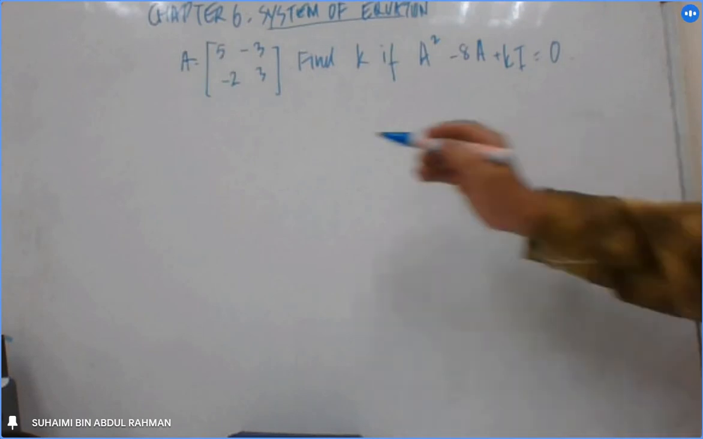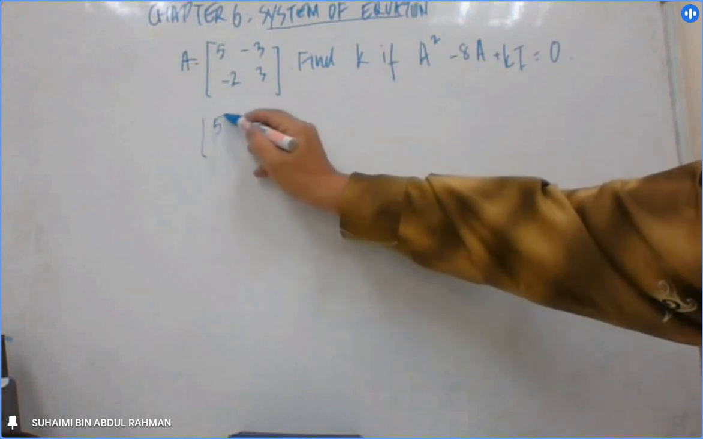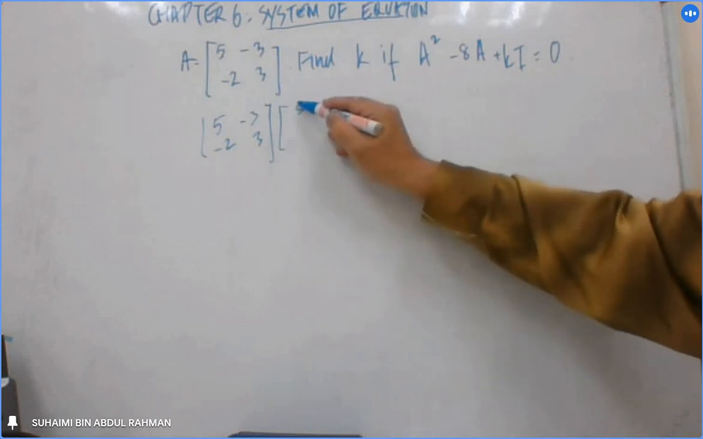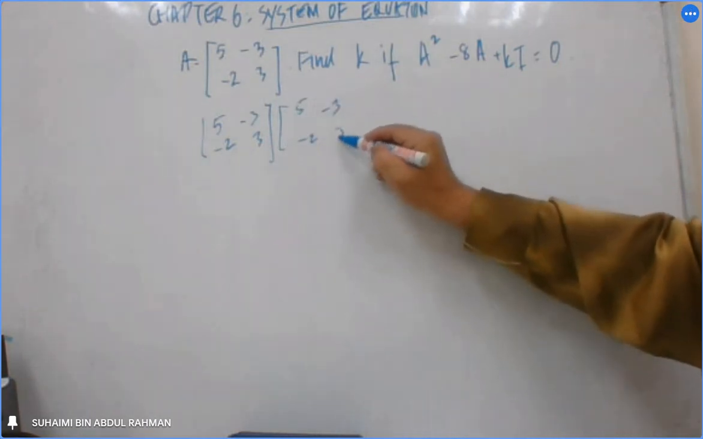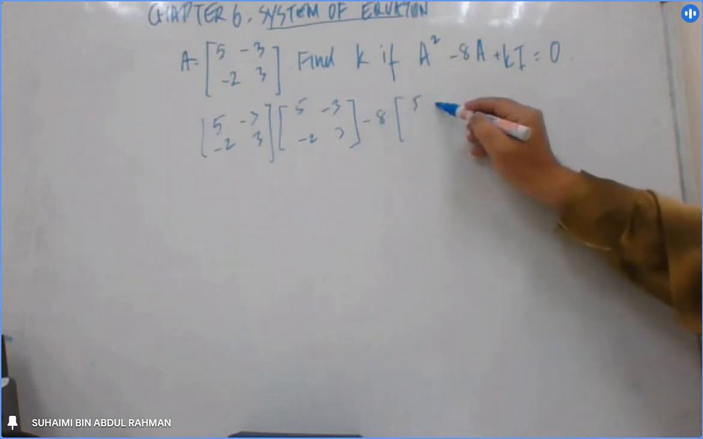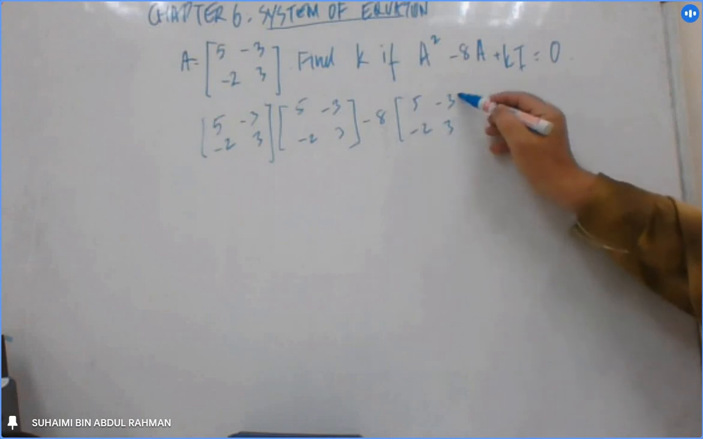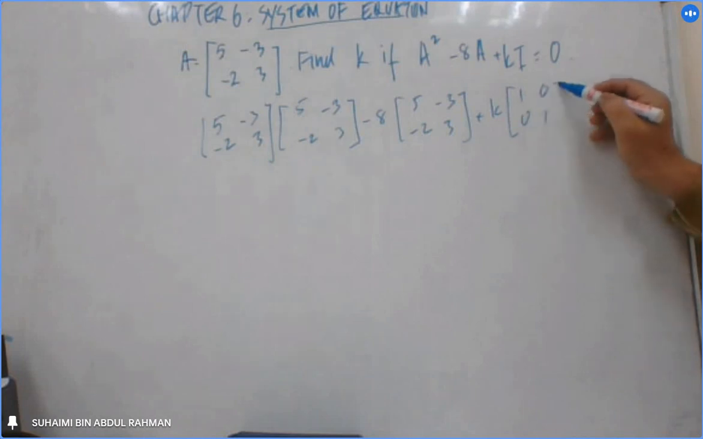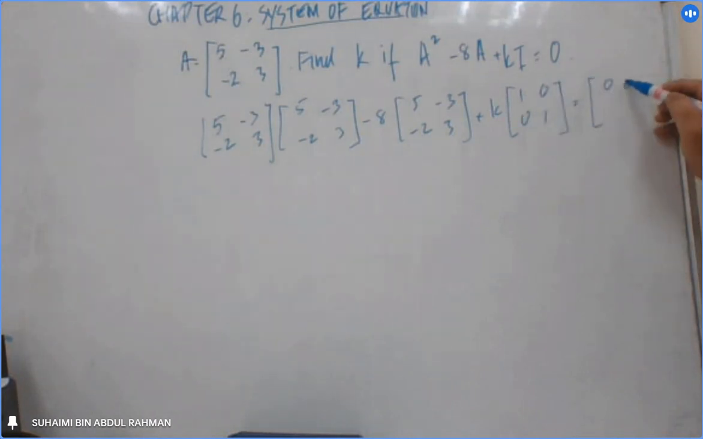When we talk about A squared, meaning that 5, minus 3, minus 2, 3 multiplied by itself, minus 8 times 5, minus 3, minus 2, 3, plus K times the identity matrix, equals the zero matrix: 0, 0, 0, 0.